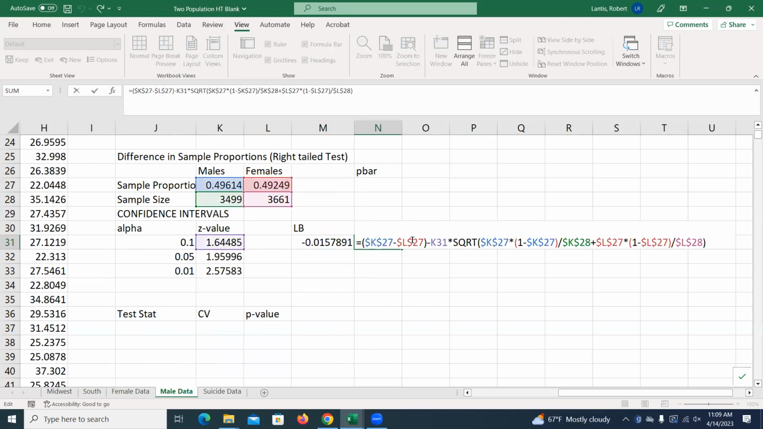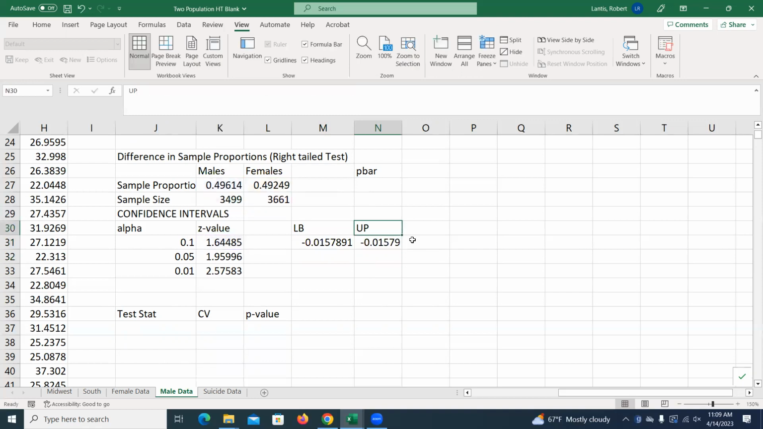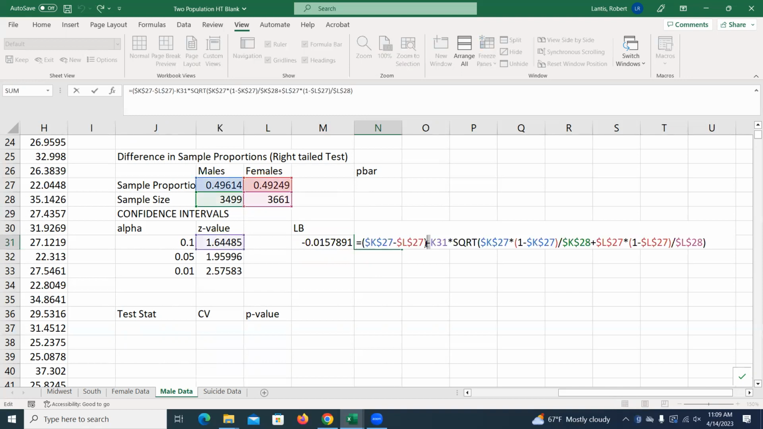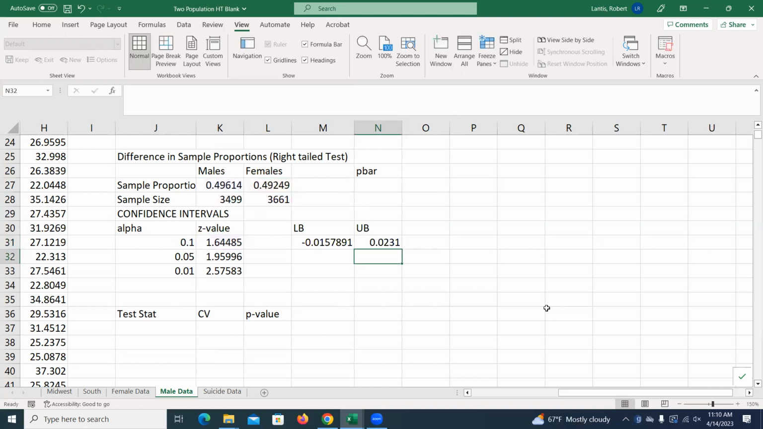But remember, I put UP for upper bound, right? So everything is the exact same except for instead of subtracting my margin of error, I'm going to add that margin of error. Okay. Now I've got my upper and my lower bound. I'm then going to highlight these two, I can copy them down, and I've got my upper and lower bound pretty quickly.